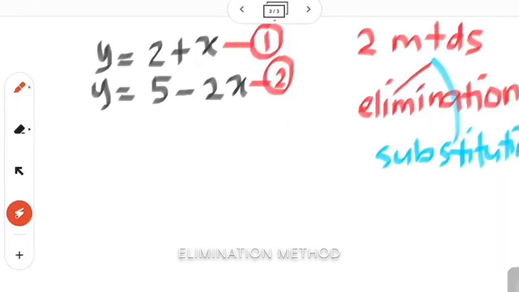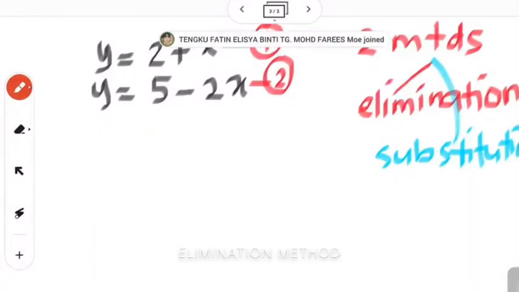And then when we use elimination, maknanya kita nak hapuskan salah satu daripada variable. Kamu ada two variables kan? You have two variables, x dengan y. Jadi kita akan buat operasi sama ada tambah atau tolak supaya salah satu variable tu jadi zero. Okay, how do you suggest we do it? Yang mana senang untuk kita buang? Y. Okay, y senang buang sebab dua-dua tu ada satu y kan.